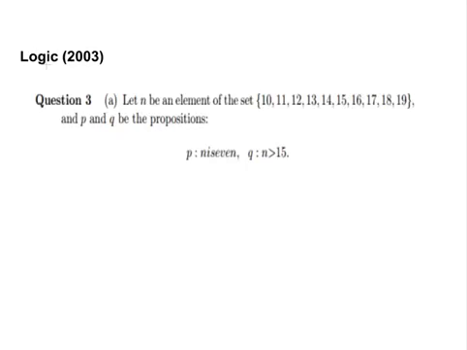Let n be an element of the set 10, 11, 12, 13, 14, 15, 16, 17, 18, and 19. And let p and q be the propositions: p is "n is even", and q is "n is greater than 15". So what we're going to do first off is write out our truth table.